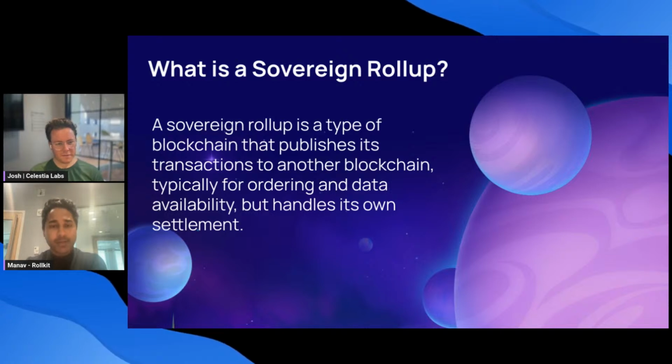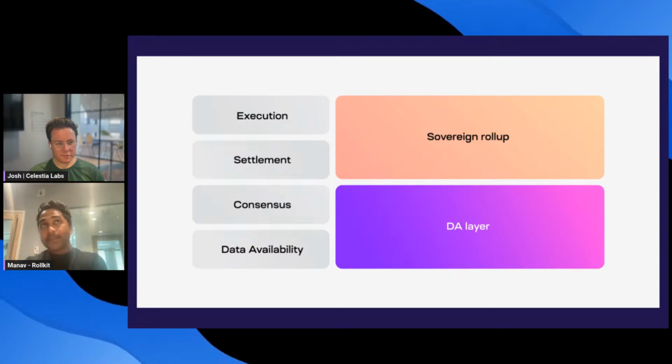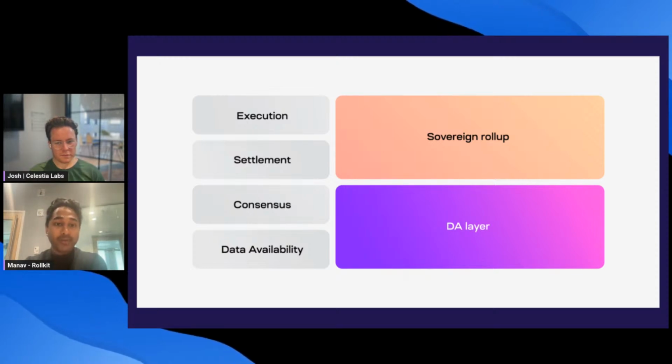Thank you. Cool. So this is an overview of the modular stack and the different functions in it. A sovereign rollup is doing both execution and settlement. In the case of a smart contract rollup, the settlement layer would be something like Ethereum, but the execution would be the rollup itself.